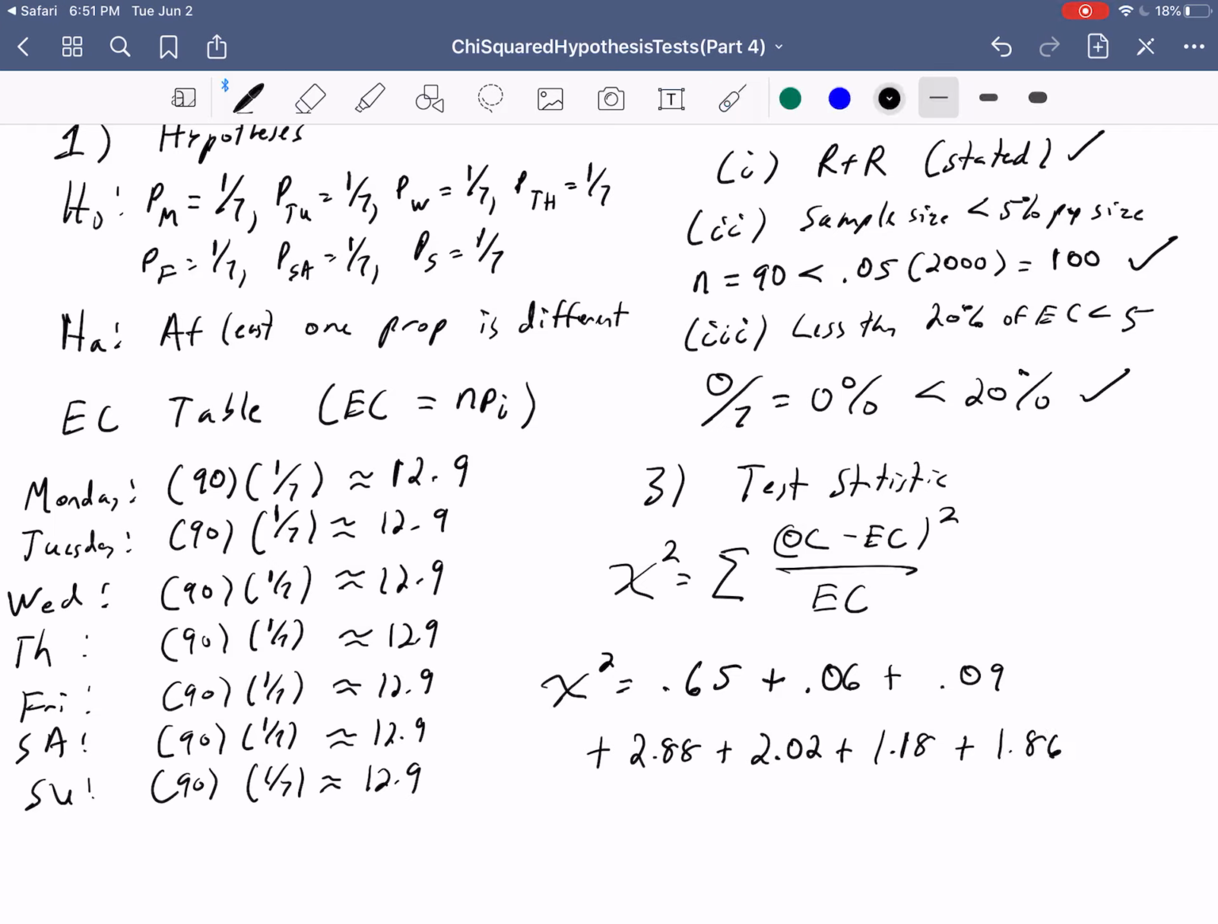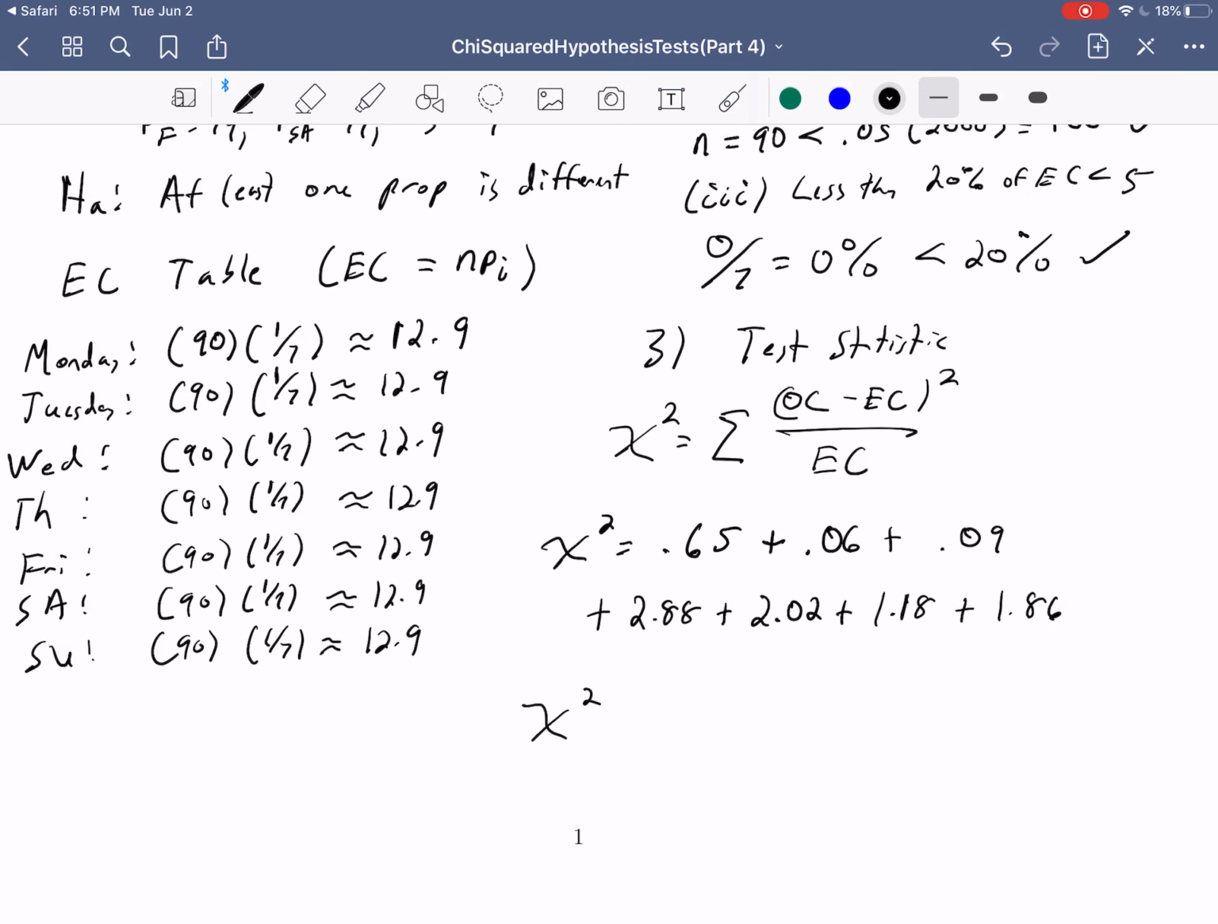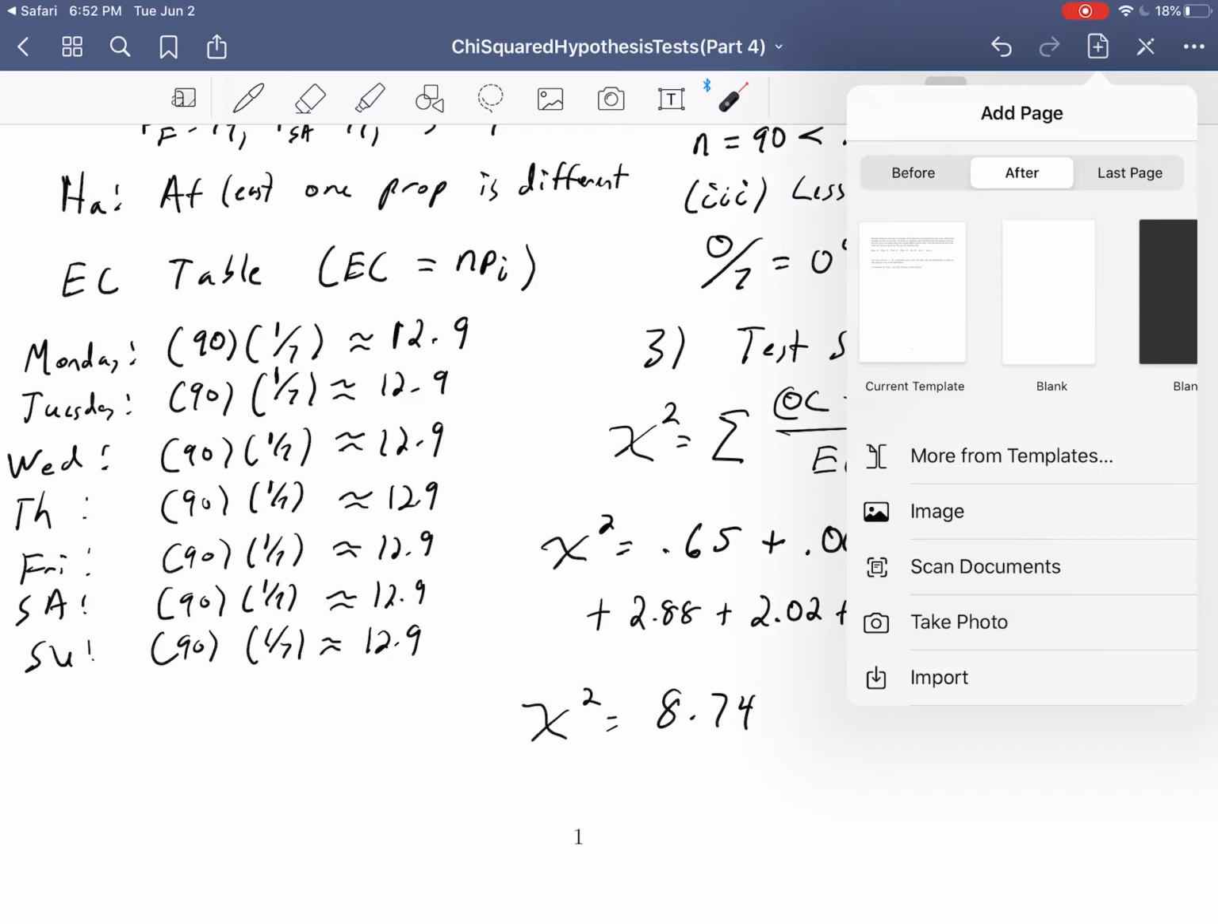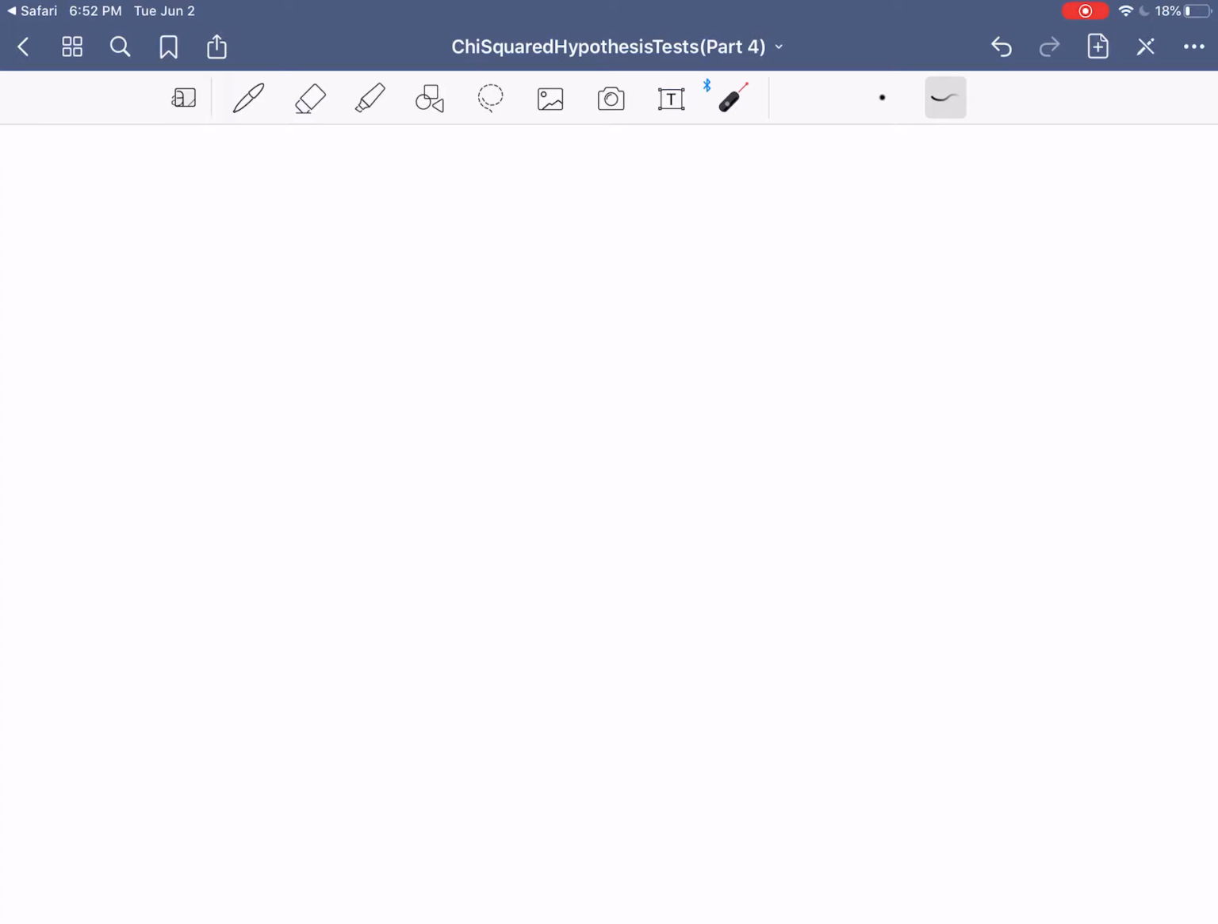So 1.86 there. Sum all that stuff up, 0.65 plus 0.06 plus 0.09, then plus 2.88 plus 2.02 plus 1.18 plus that 1.86. Looks like we should get a chi-squared here, 8.74. So our chi-squared in this case, 8.74. Let's go ahead and get our p-value by taking a look at step 4 here. So step 4, we've got our p-value.